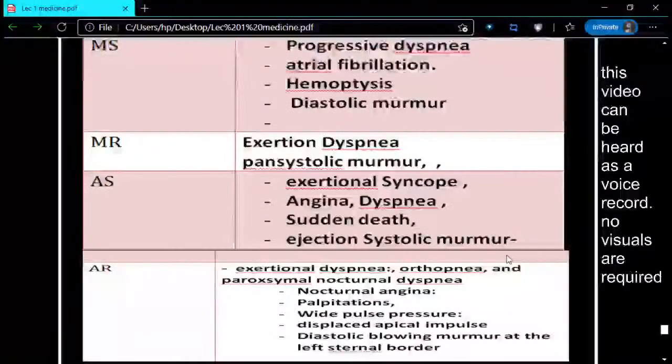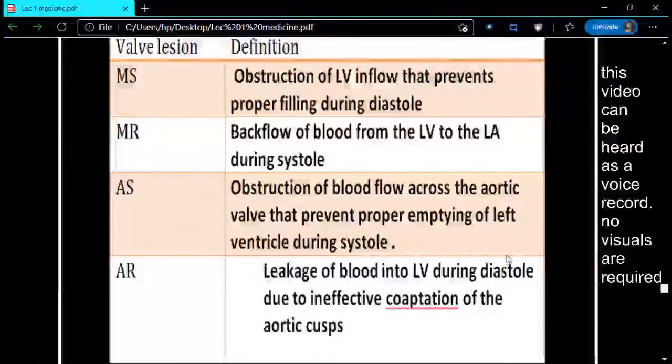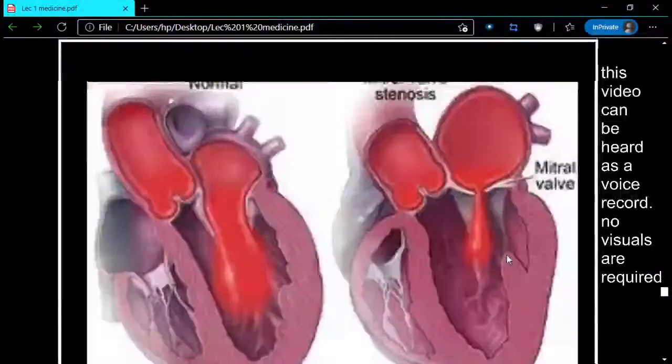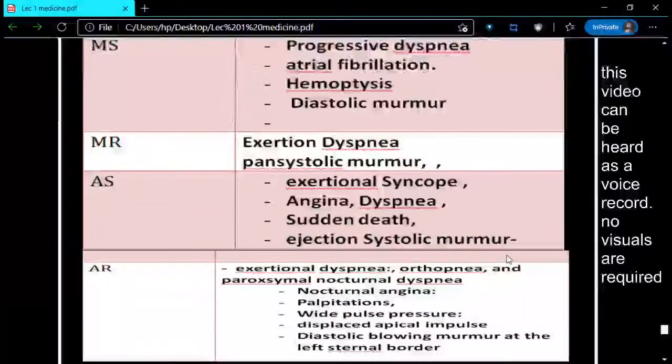As we remember, the backflow of blood and insufficient flow of blood, not obstruction of the blood, from the atrium to the aortic, or leakage, between the LV and aorta during diastole. This one causes dyspnea.